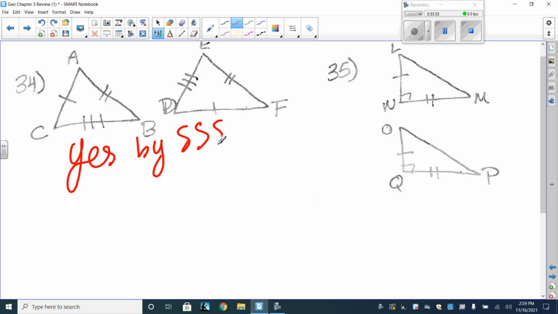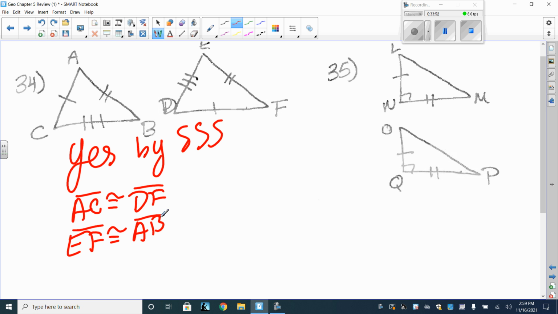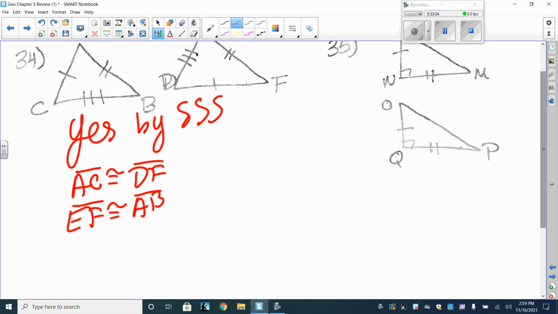Okay, so what sides are congruent? AC, EF, congruent to AD, or EF and AB. And lastly, we would have CB and what? DE.